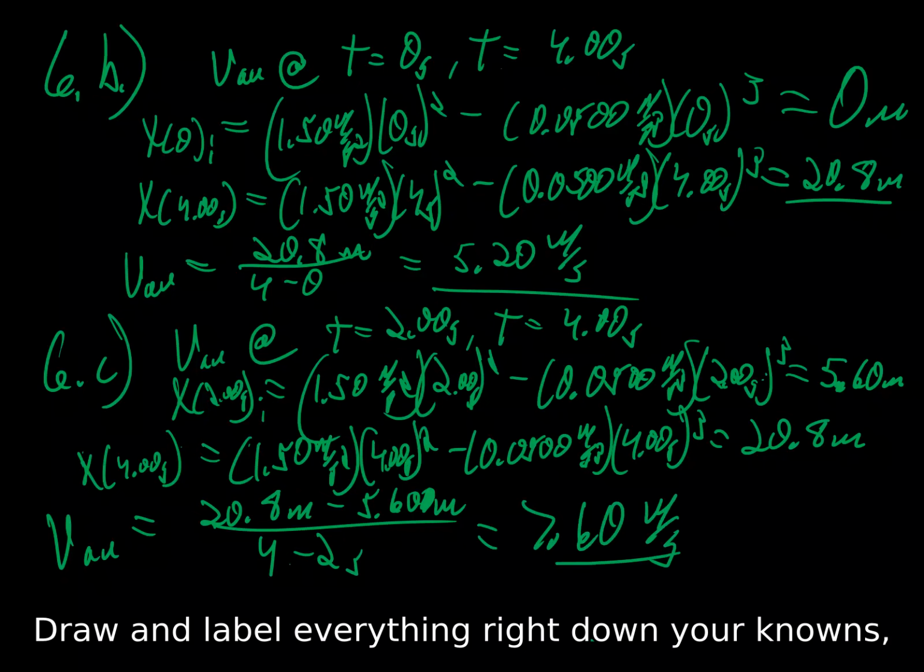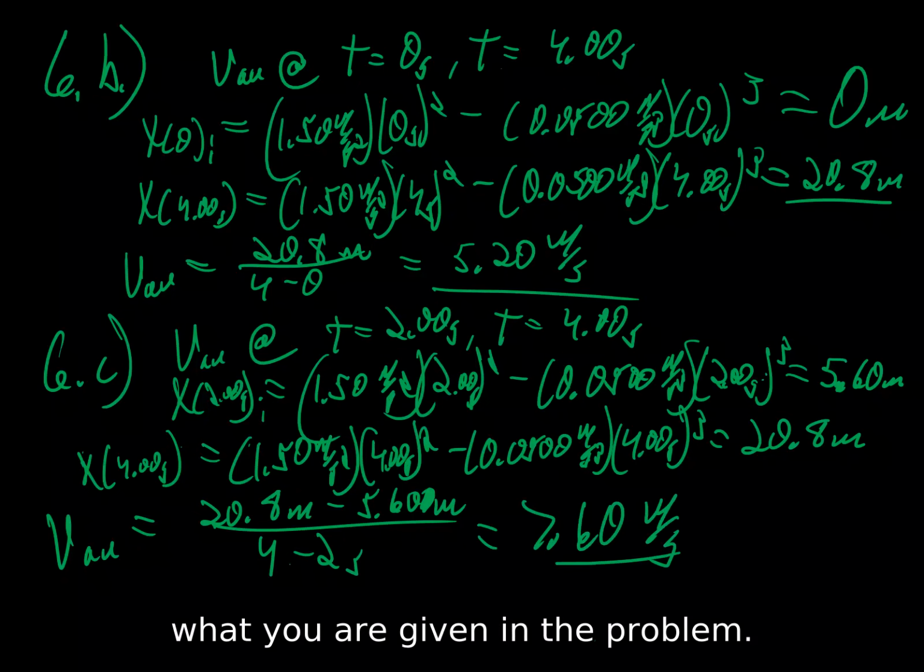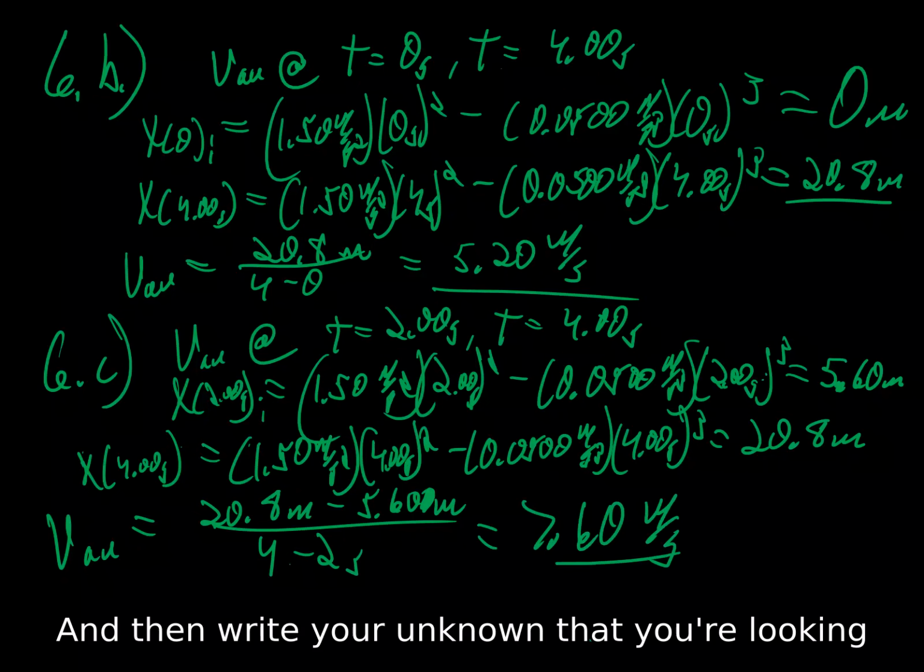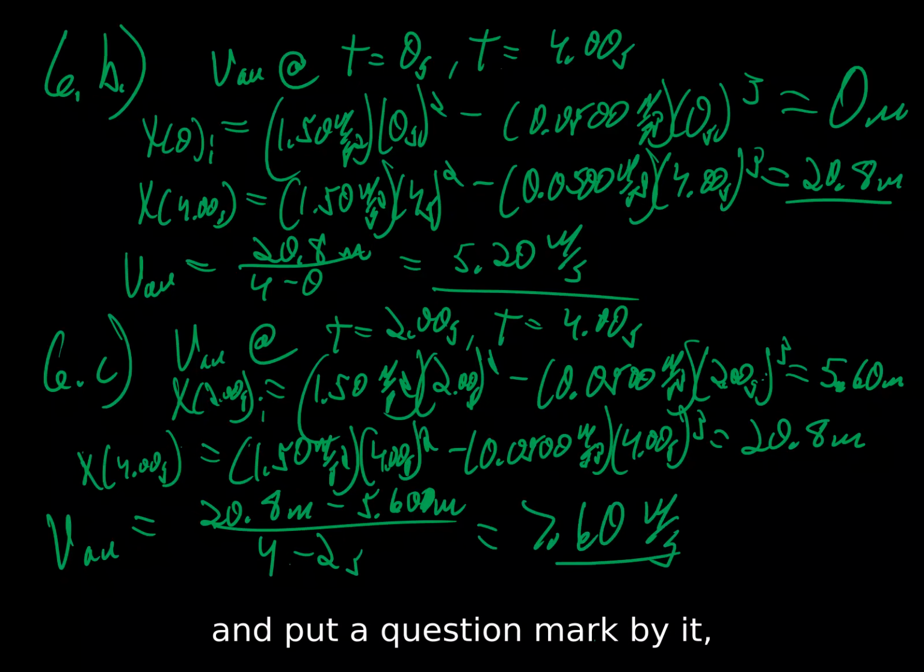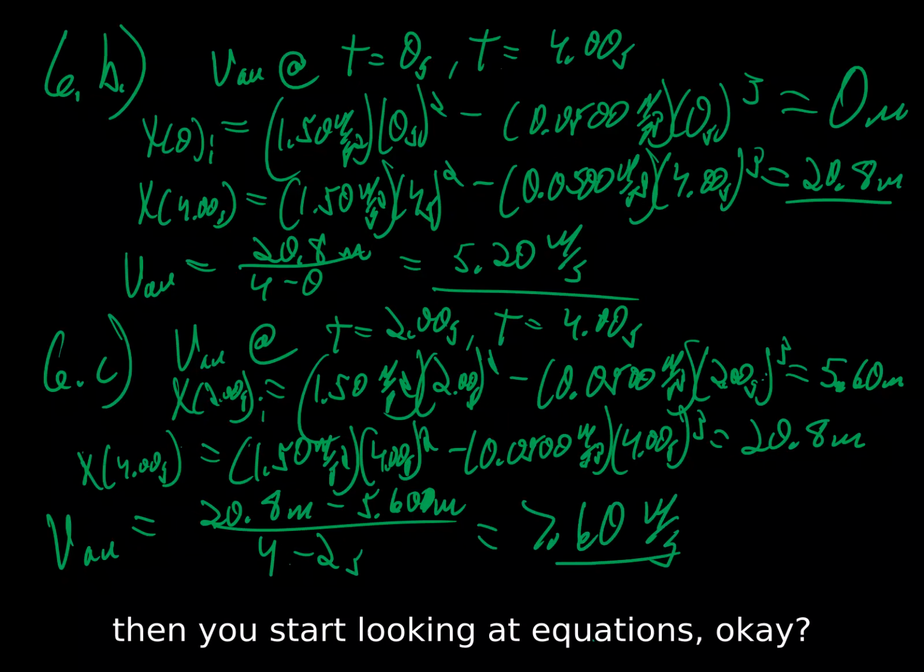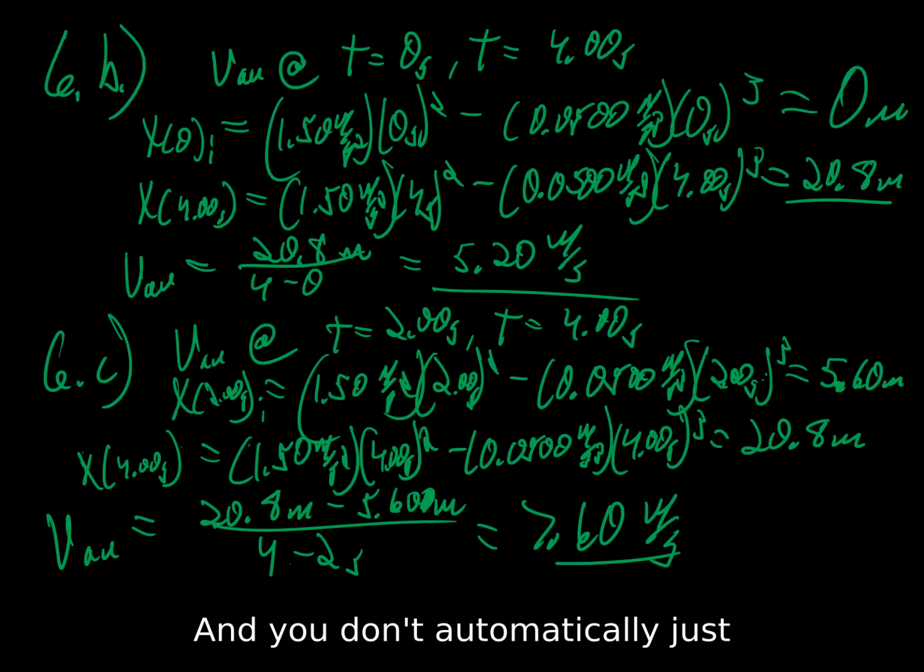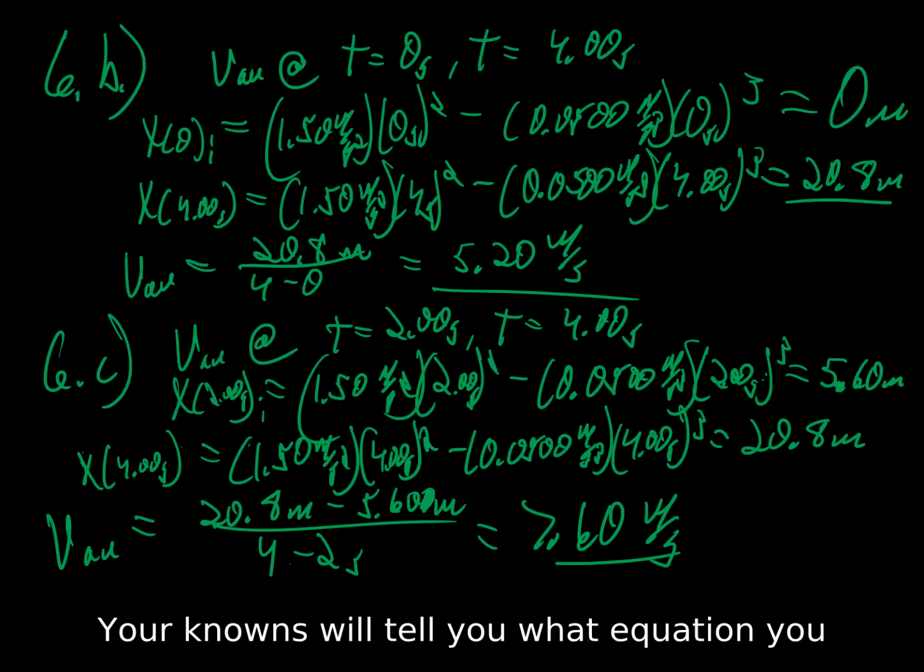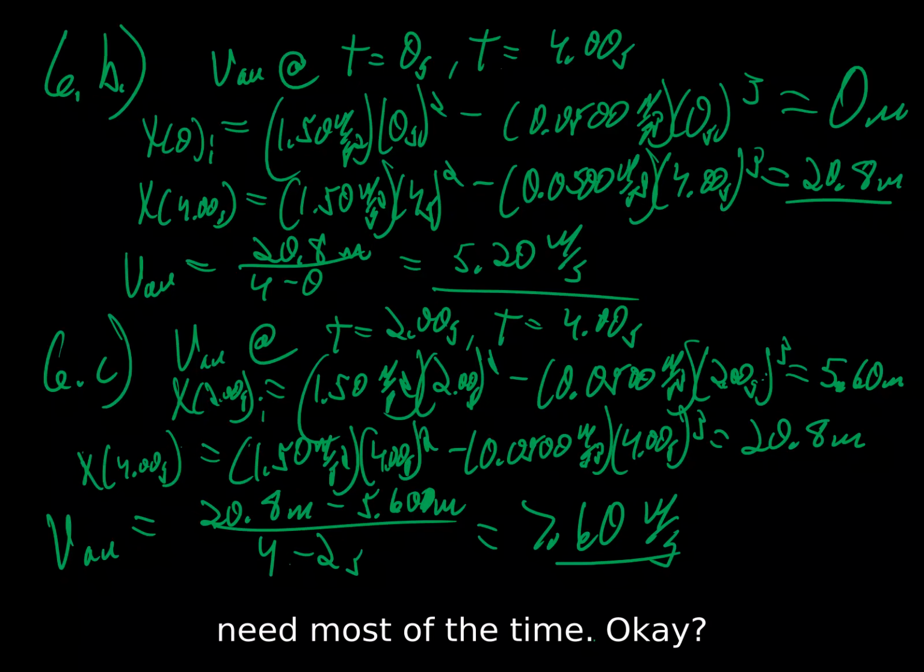Draw and label everything. Write down your knowns, what you are given in the problem, and then write your unknown that you're looking for that you don't know and put a question mark by it. Then you start looking at equations. Okay? And you don't automatically just pick one and start stuffing stuff in it. You have to look at your knowns. Your knowns will tell you what equation you need most of the time.